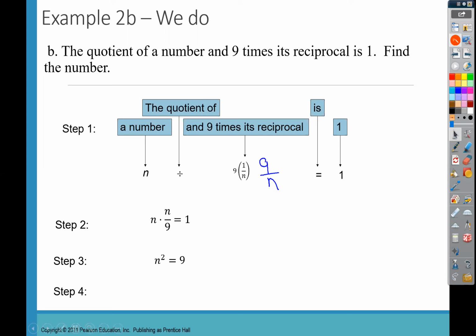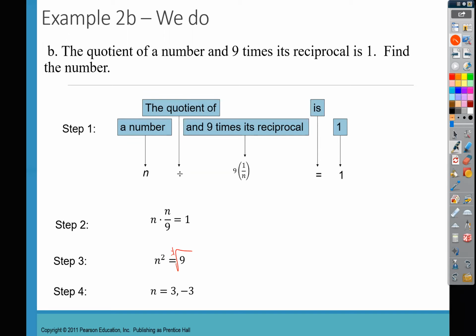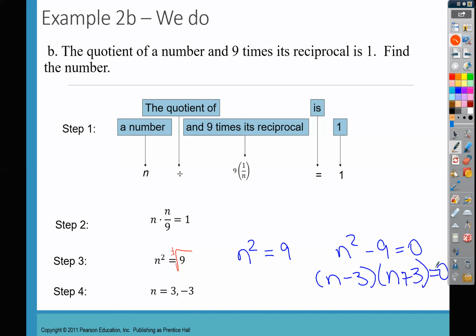So you get x squared equals 9, and then take the square root of both sides, and you would get positive and negative 3. Another way to look at that is this. If you have x squared equals 9, if you have a quadratic term, you would set one side equal to 0, and you would factor that and set each of your factors equal to 0, so you would get 3 and negative 3.